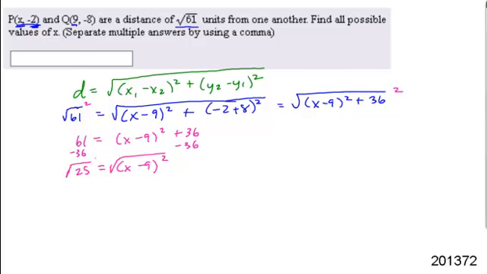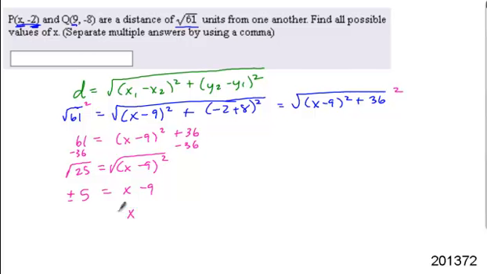I can get rid of my root. That gives me x minus 9 is equal to. And when you extract a square root, and this is, again, a part that many students forget, you have to take into consideration both the positive and negative of that root. So plus or minus root 25, which is 5.